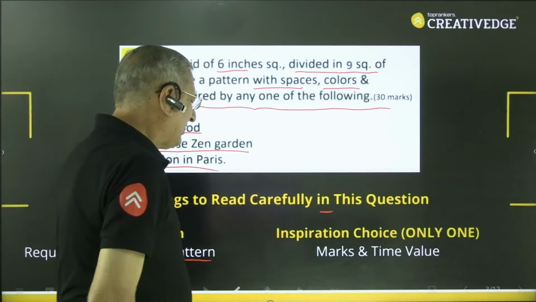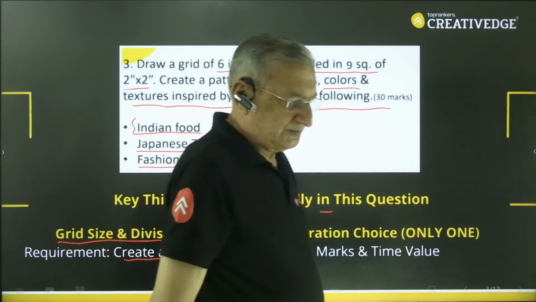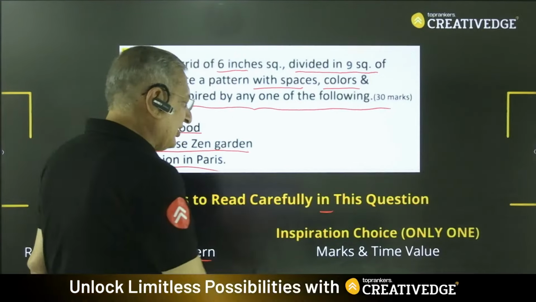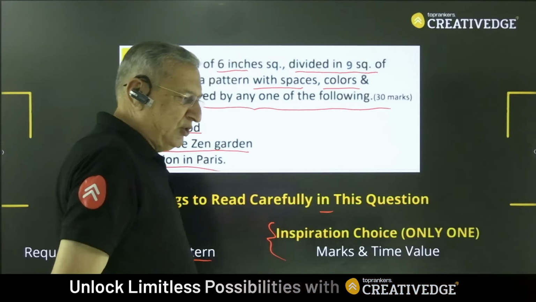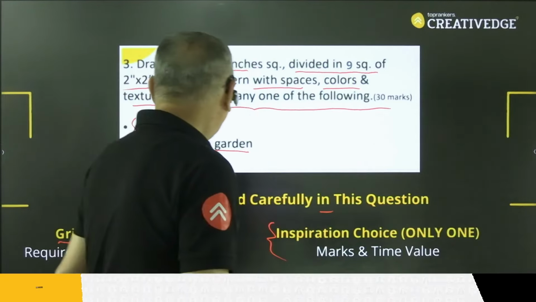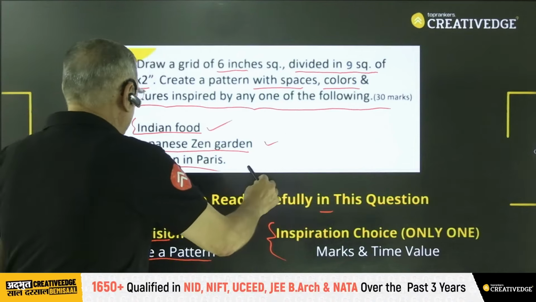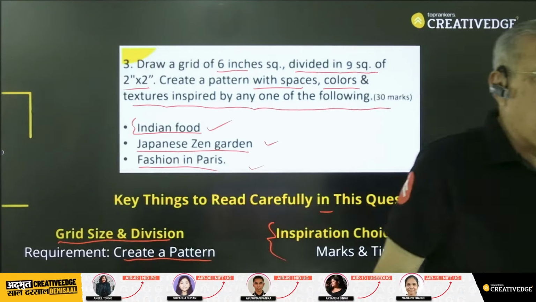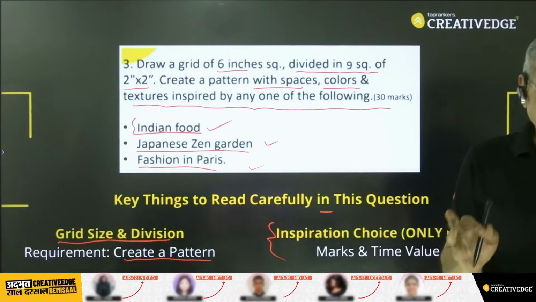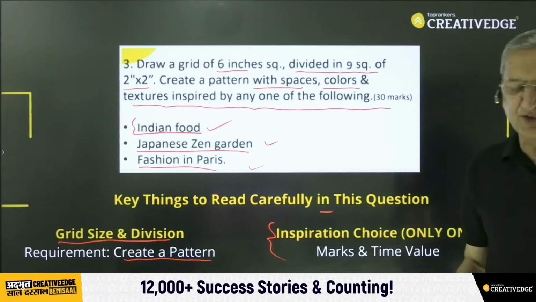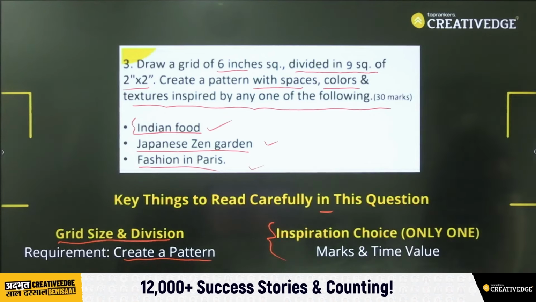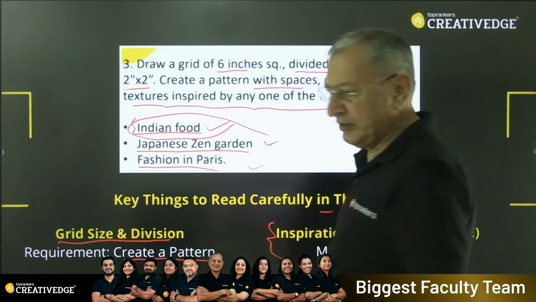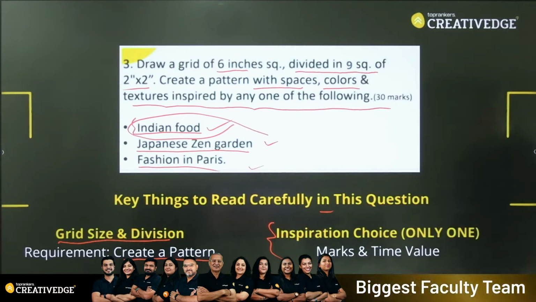So you have to create a pattern with the answer, right? So one after the another. Inspiration choices: only one. Do not try to mix up the three inspirations given here: Indian food, Japanese garden, fashion in Paris. I'm sure if you're reading it carefully, or even if you're reading it twice and being attentive to the question, you will be able to do it very correctly. In fact, you should mark what you're doing over there in the question paper.